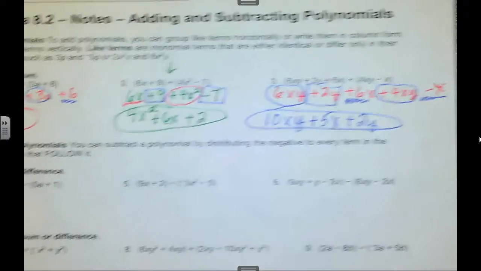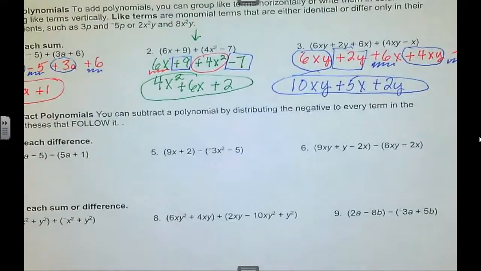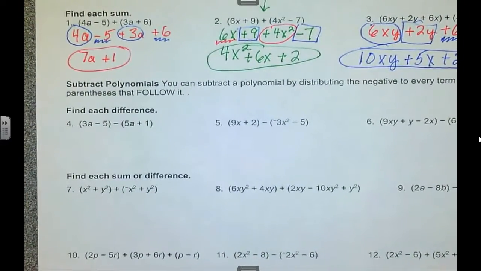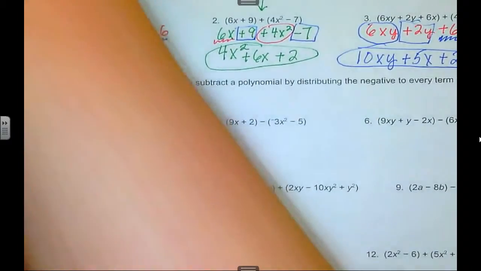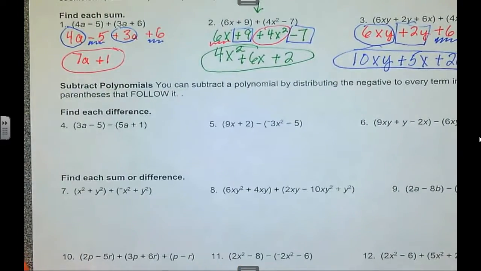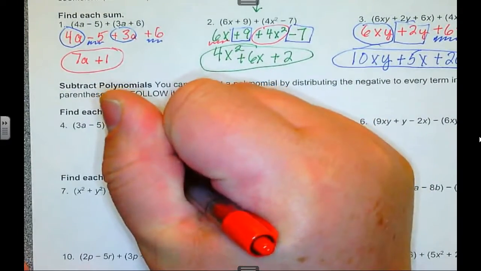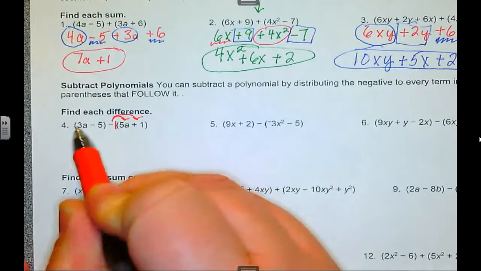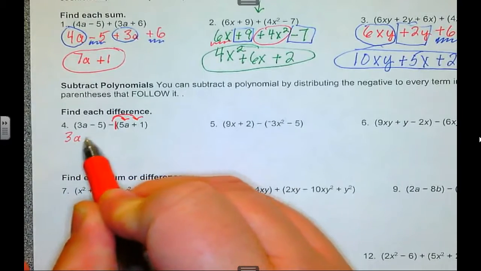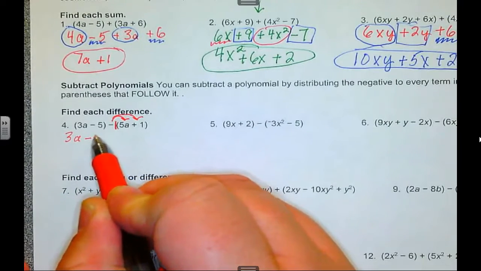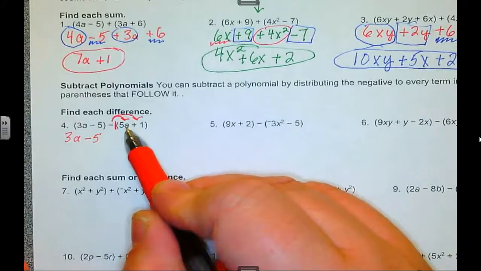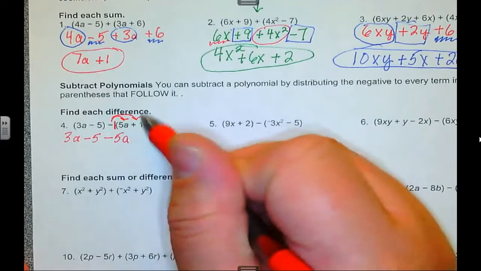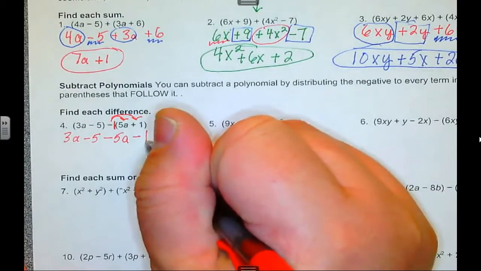And then subtraction. Again, be careful. What do I have to do with the subtraction? Distribute. Don't forget that's a negative 1 out there. So I have 3a minus 5, negative 1 times 5a, negative 5a, negative 1 times positive 1, minus 1.